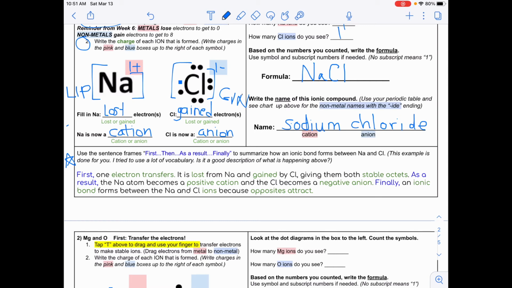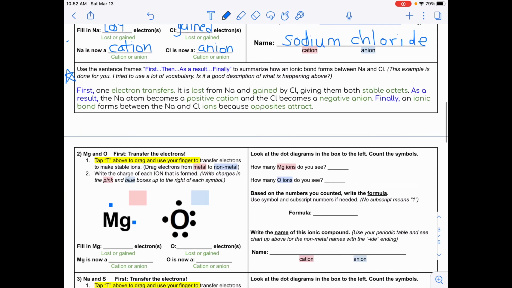All of those green words are vocabulary words. I was really trying to put as much in there as I could, and the blue words are the sentence frames, the transition words that help us to summarize. You're going to have to summarize one at the end of the worksheet, and remember this example is here for you to look at again. So you can go on and do the rest.